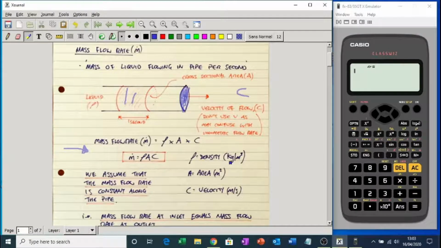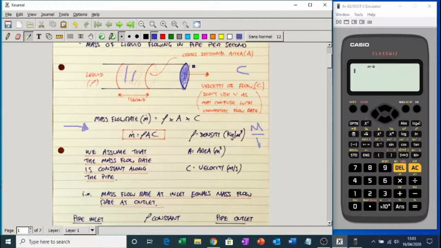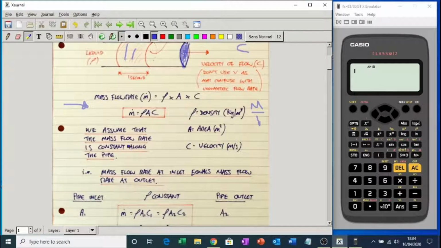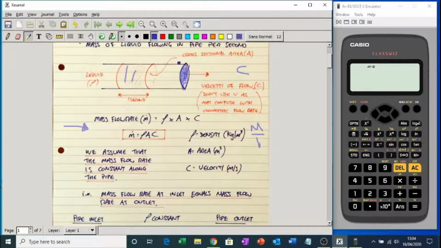So density is measured in kilograms per cubic meter. It's mass over volume, if you remember. Mass over volume. Area is just area. So that's a circle, so pi d squared over 4. And c is the flow velocity, meters per second. Because this pipe is the same diameter, the flow velocity will be the same. Obviously, mass flow rate has got to be constant, because we assume that the mass flow rate is constant along the pipe. So it's the same all the way through.